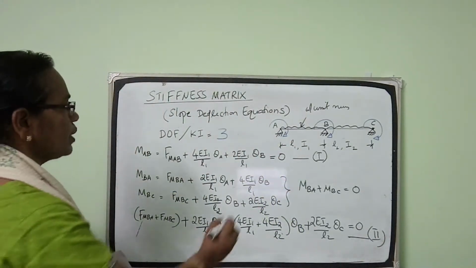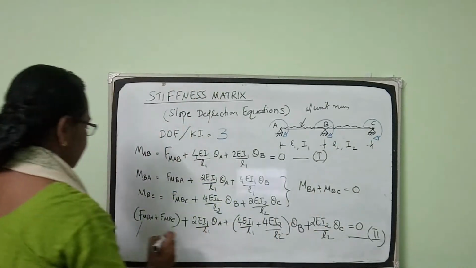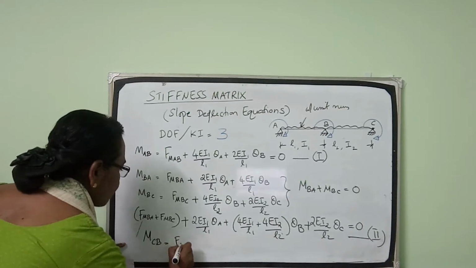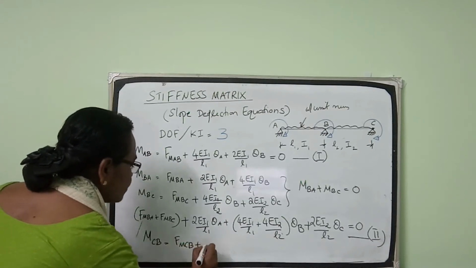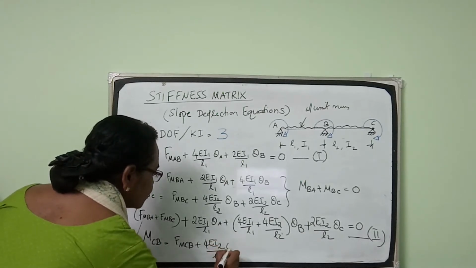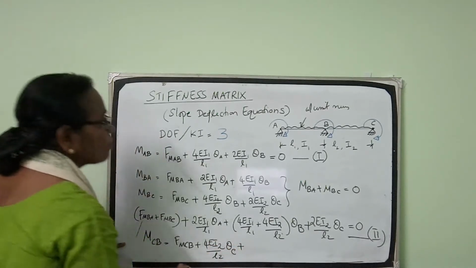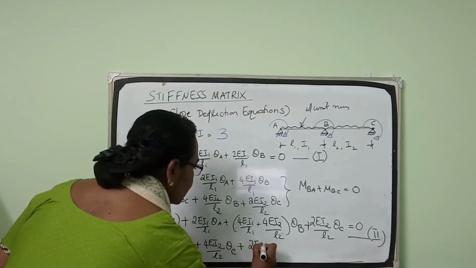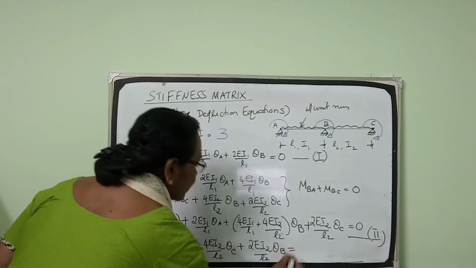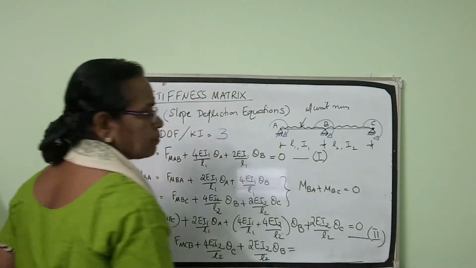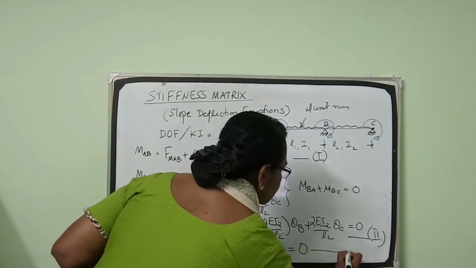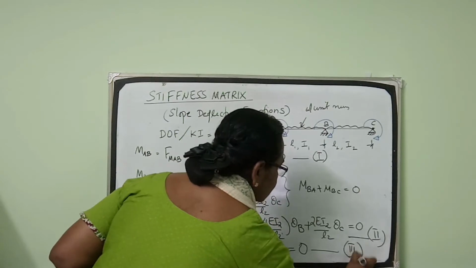Now coming to the third equation, moment at C, MCB is equal to FMCB plus 4EI2 by L2 theta C plus 2EI2 by L2 theta B, and this being a simply supported end, the moment at C is equal to 0. So this is the third slope deflection equation.